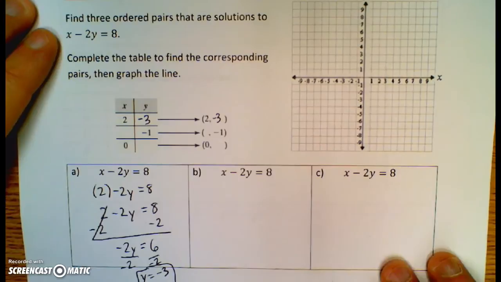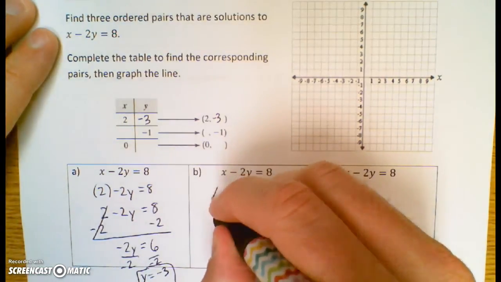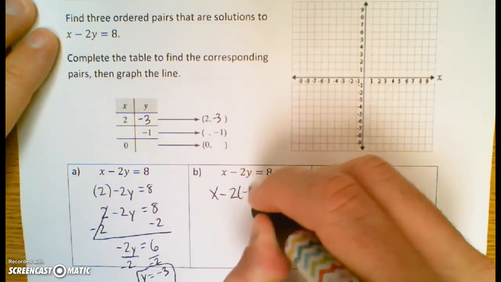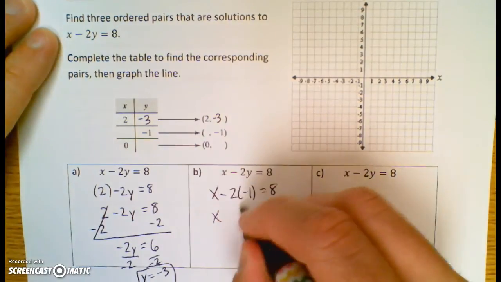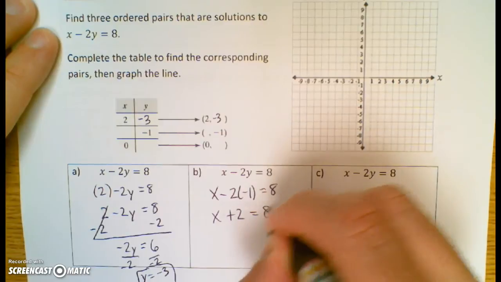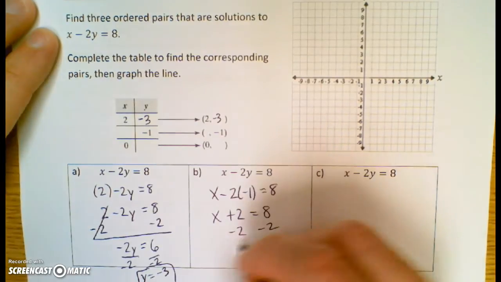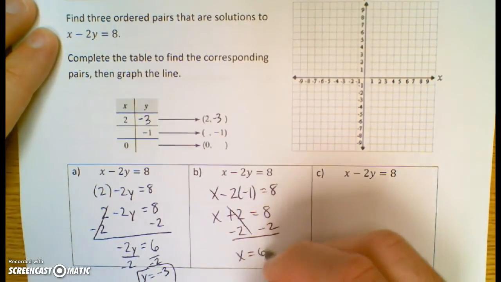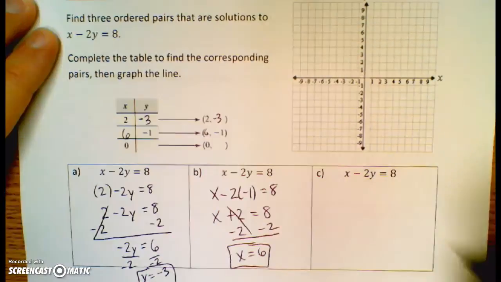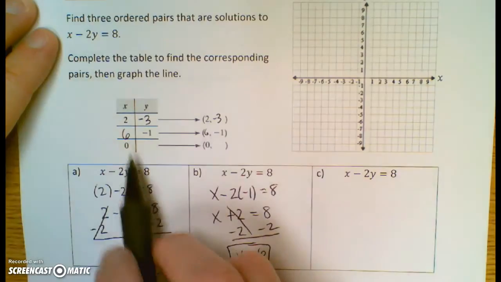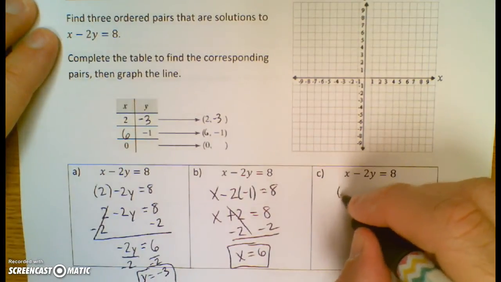For the other point, this time it's telling me y is -1, so I'm going to plug in -1 for y. Do my math, 2 negatives make a positive. Solve for x. X equals 6. This one should be a 6. Last one, they're telling me x is 0, so I'm going to plug in 0.